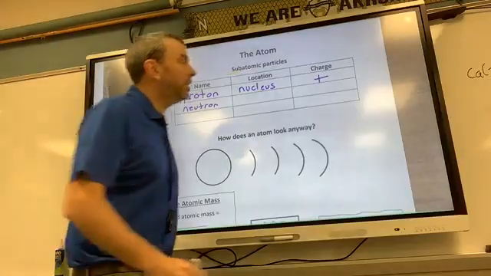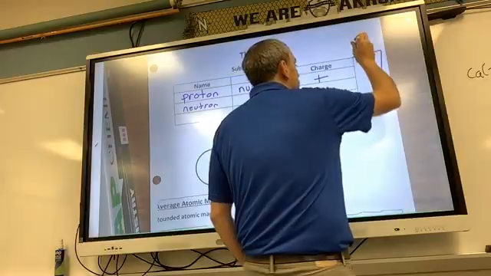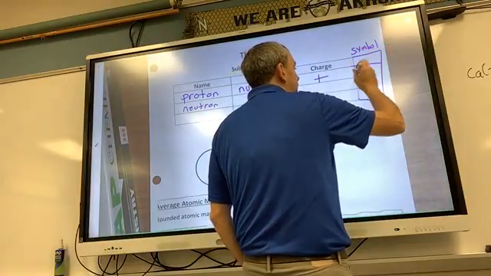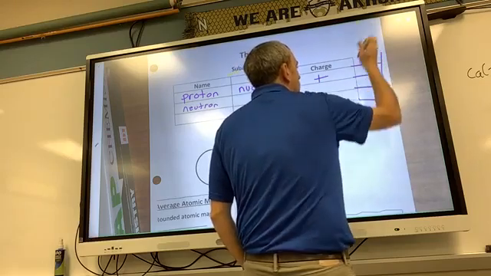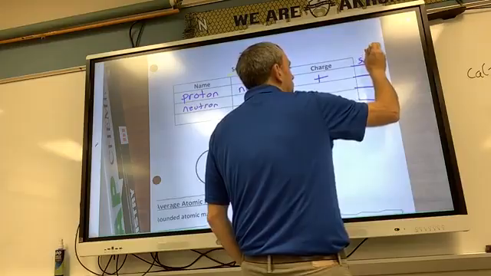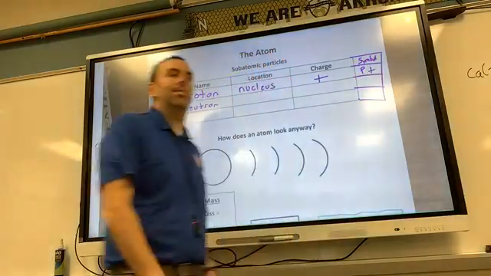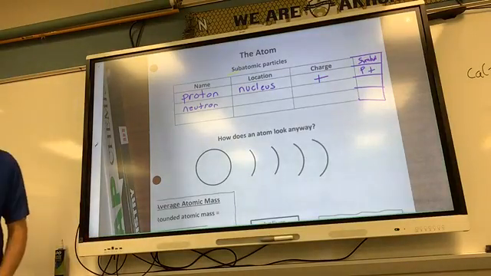Let's add one more little thing here that says symbol, because I like to give each one of these a symbol. So when I say proton, a lot of times you're going to see me write P+. My symbol for a proton is P+.